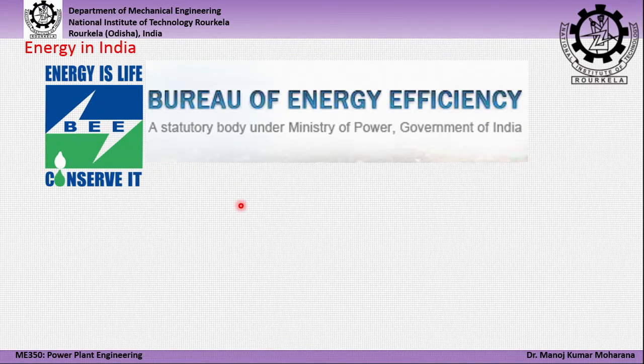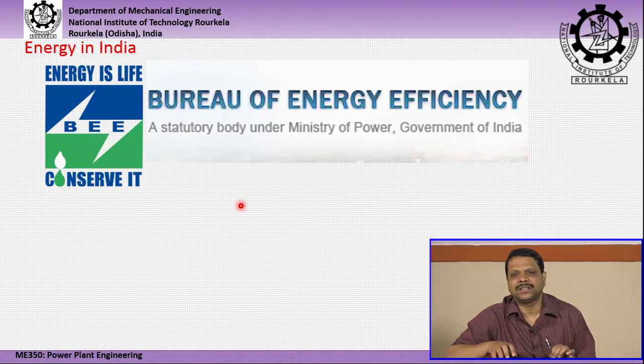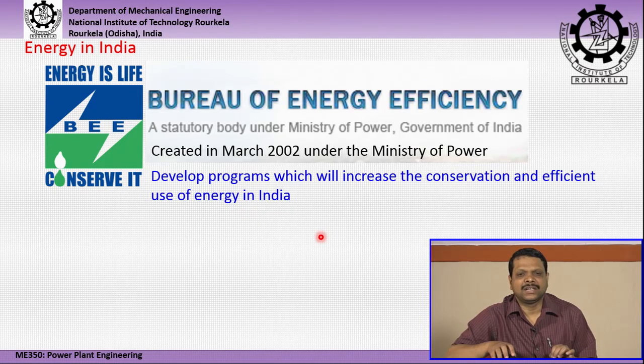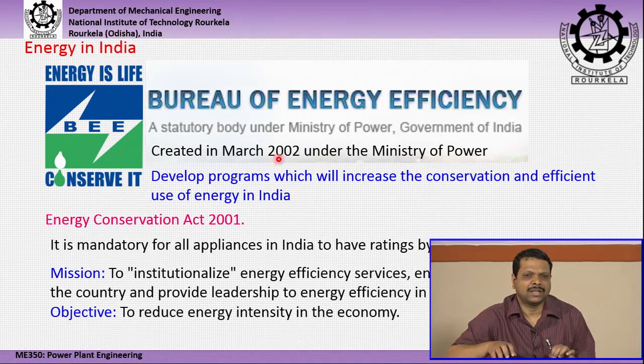Then there is an organization called the Bureau of Energy Efficiency, which is a statutory body under the Ministry of Power, Government of India, whose tagline is "Energy is life, so conserve it." This organization was created in 2002, and develops programs which will increase the conservation and efficient use of energy in India, because our production capacity is very limited and our consumption or demand is increasing day by day because of development in science and technology, along with continuous increase in the population. That is why conservation is an important aspect for the development and growth of our nation, and that is why this organization is working towards it.